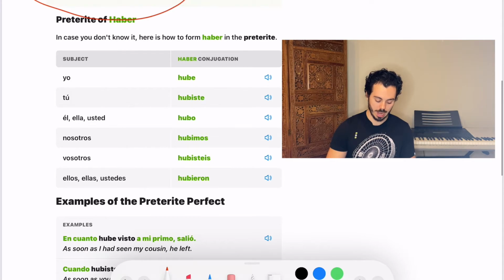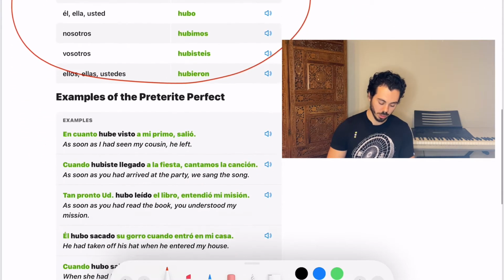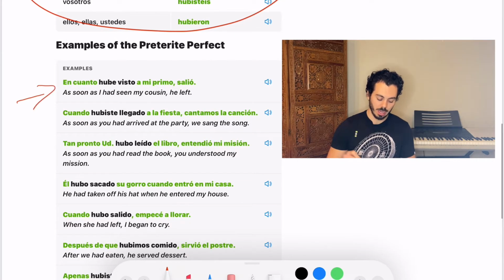But here we have the preterite of haber: yo hube, tú hubiste, él, ella hubo, nosotros hubimos, vosotros hubisteis, ellos, ellas, ustedes hubieron. And here's the first example. En cuanto hube visto a mi primo, salió. As soon as I had seen my cousin, he left. Cuando hubiste llegado a la fiesta, cantamos la canción. As soon as you had arrived to the party, we sang the song.